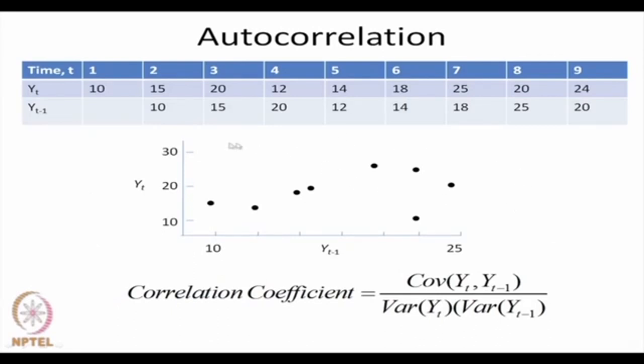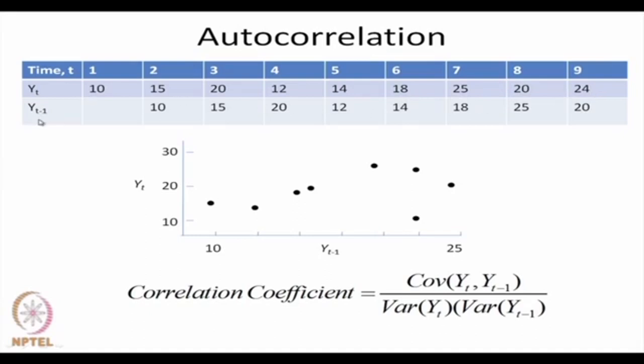Now, this is another example. We are now talking about autocorrelation. We have understood what is correlation. Autocorrelation is always discussed in only one time series. Let us say the time series is y t and the values for 9 readings are 10, 15, 20, 12, 14, 18, 25, 20 and 24.